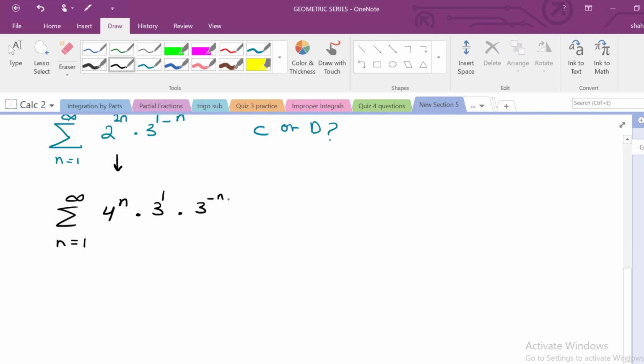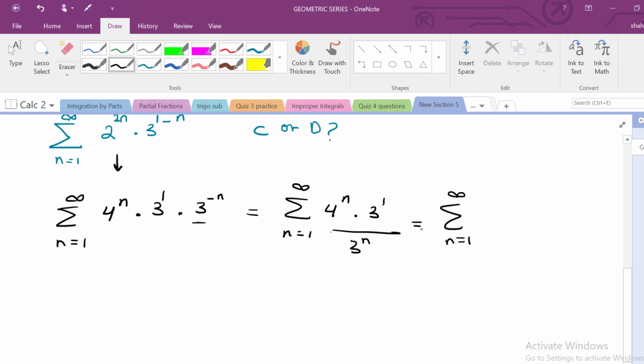Proceeding, we don't want power to the negative, so simply what we're going to do is summation 4 to the power of n. There's no problem with that. There's no problem with the 3. The negative power here simply means that this term should be in the denominator to make it positive, so it's over 3n.